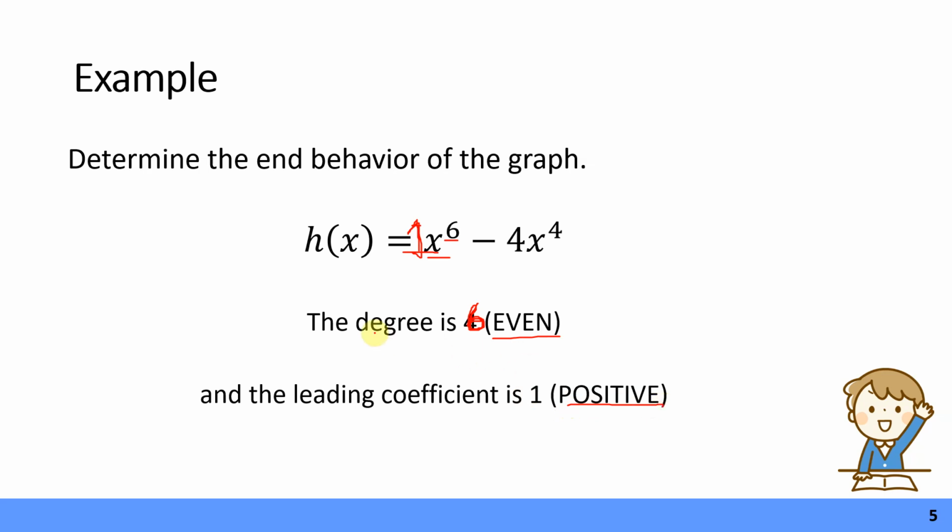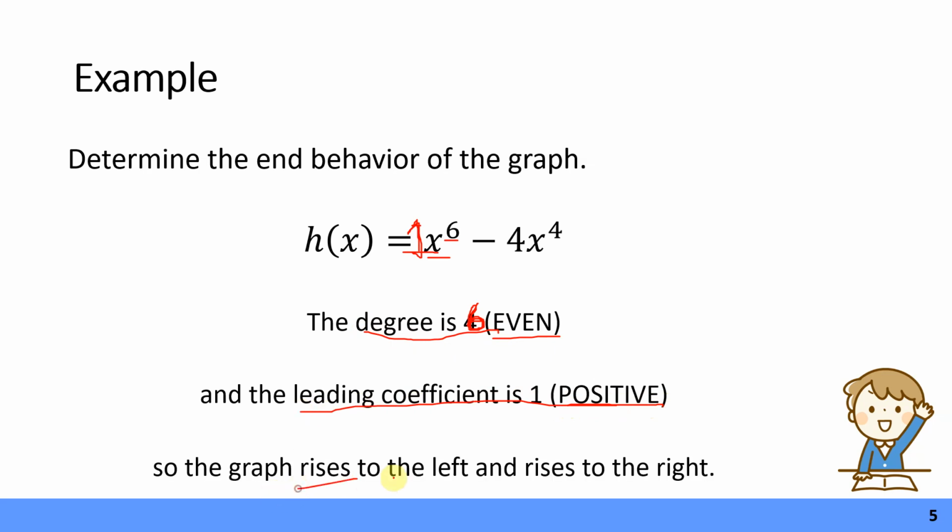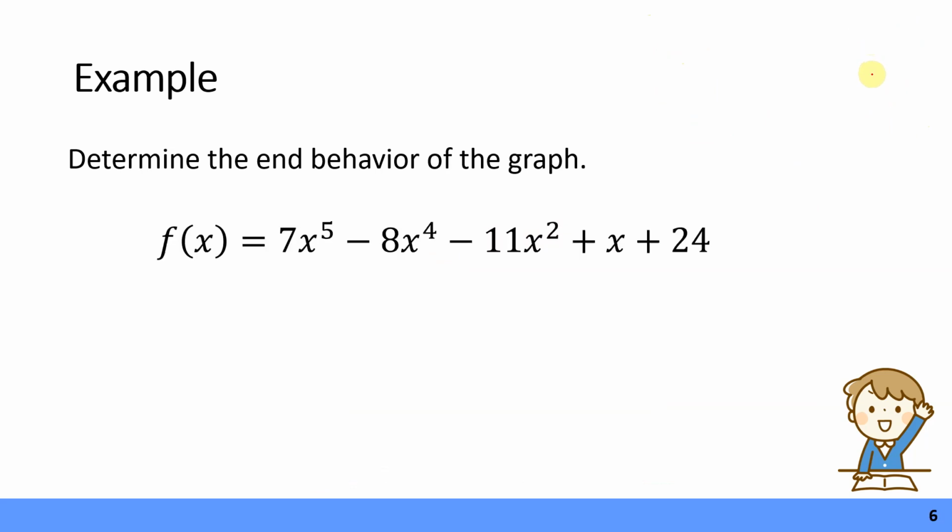So just go to your chart. What happens when you have an even degree and a positive leading coefficient? The graph rises to the left and rises to the right. And that's it. That's the end behavior. That's what we were looking for. So if you were to graph this, the graph would start up here and then something would happen here. I'm not sure. But eventually the graph is going to end over here. That's what end behavior means. So it's going to rise to the left and rise to the right.